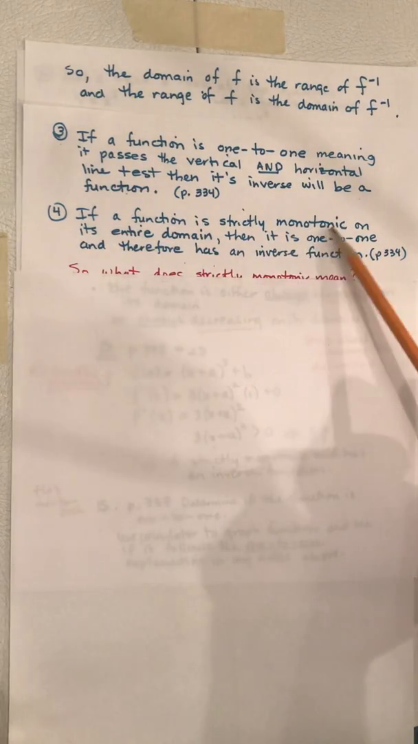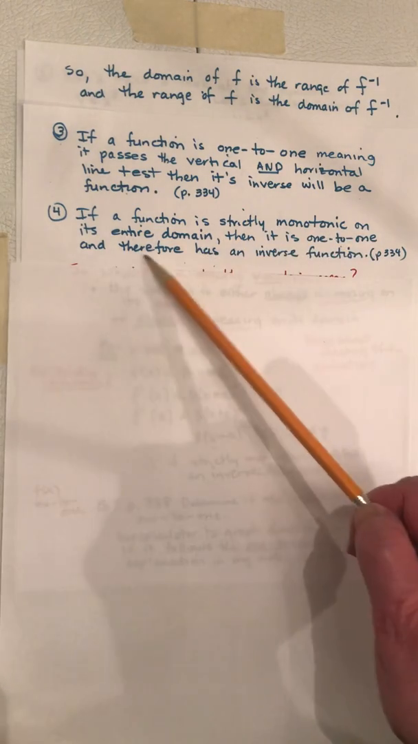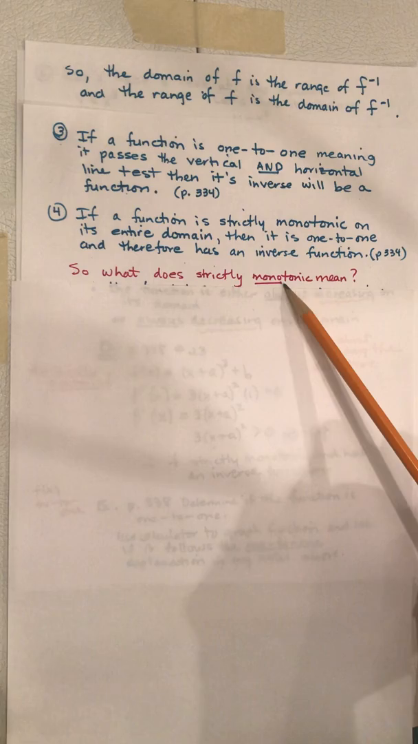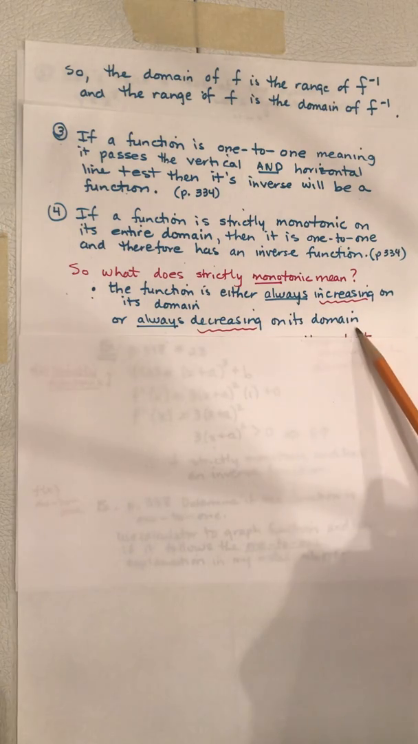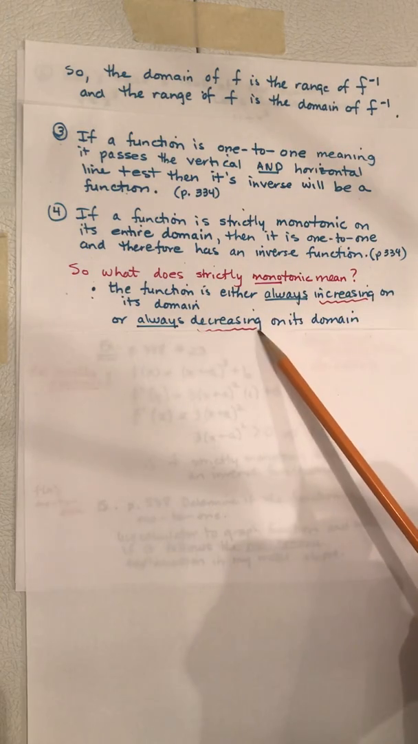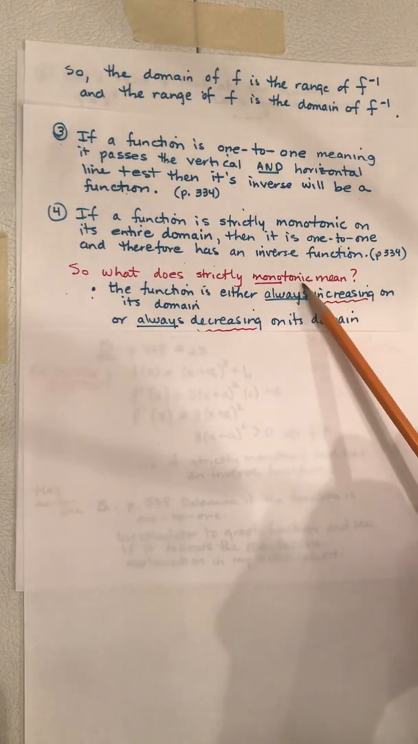We talk about strictly monotonic. If a function is strictly monotonic on its entire domain, then it's one-to-one and therefore has an inverse function. What does strictly monotonic mean? Well, mono in the English language means one. So this means the function is only doing one thing on its domain. It's either always increasing or always decreasing. And if we can determine that it's monotonic, then we know that it will have an inverse that's a function.